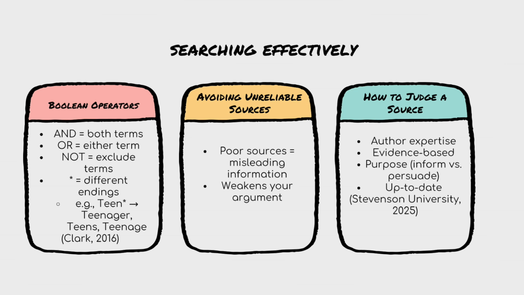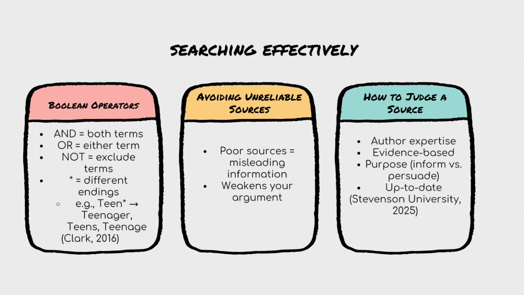This can include the keyword AND, which will retrieve items that include two different concepts together, OR, which can be used to show that either concept can show up in the search results, and NOT, which can filter out specific words that you do not want to appear in the results. If the concept involves different endings, using the asterisk symbol can help find different forms of the same word. For example, typing teen asterisk can provide results for teenager, teens, or teenage.